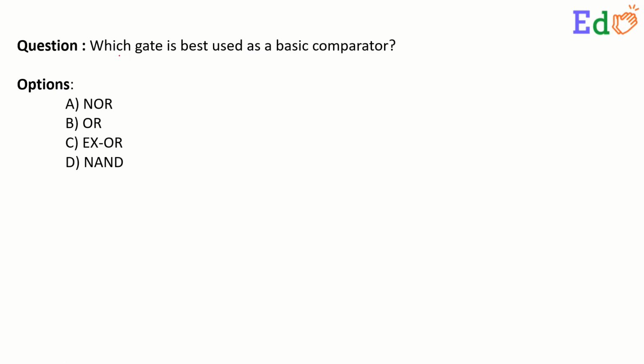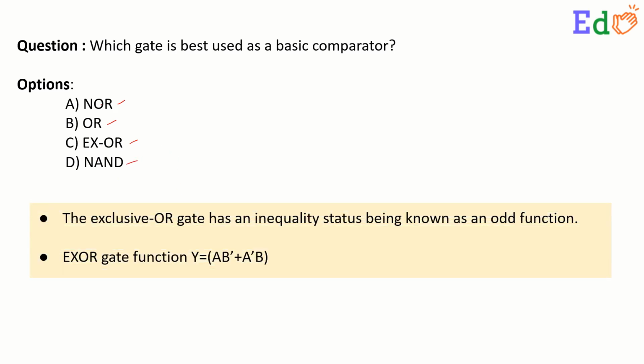Here is a question which states: which gate is best used as a basic comparator? The options are A, NOR, B, OR, C, XOR, and D, NAND. So we should understand the operations of each of the gates here.